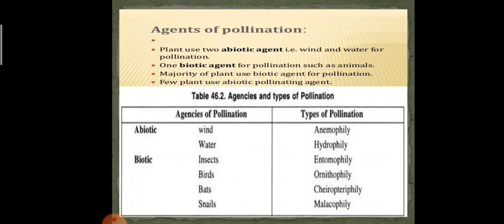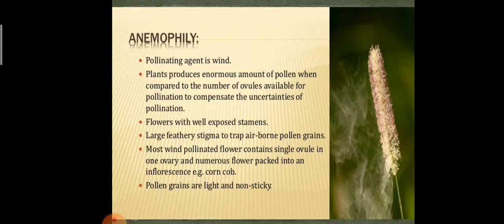So let's discuss our first abiotic agency of pollination, and it includes the first type known as anemophily. Anemophily, what does that indicate? Anemo means wind pollination. Pollination takes place with the help of wind. We can clearly observe that with the help of wind, pollination is carried out.